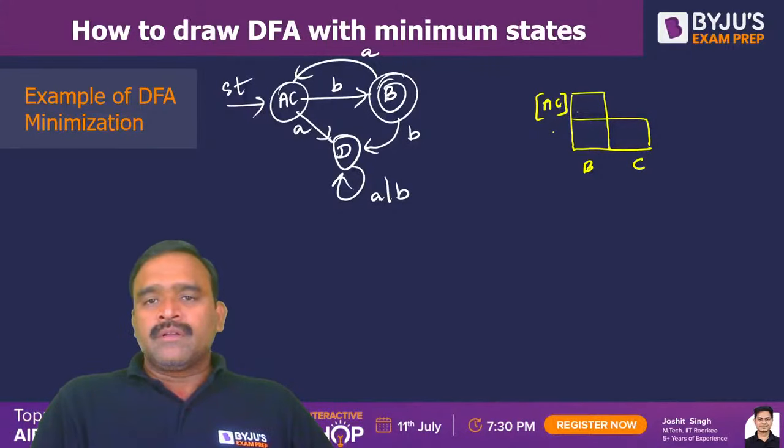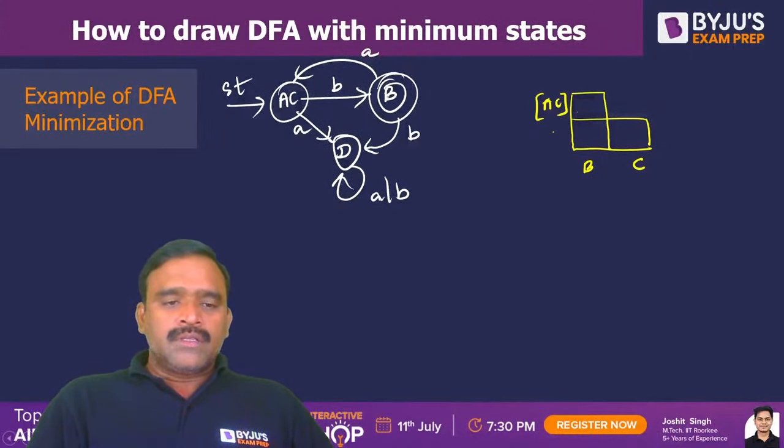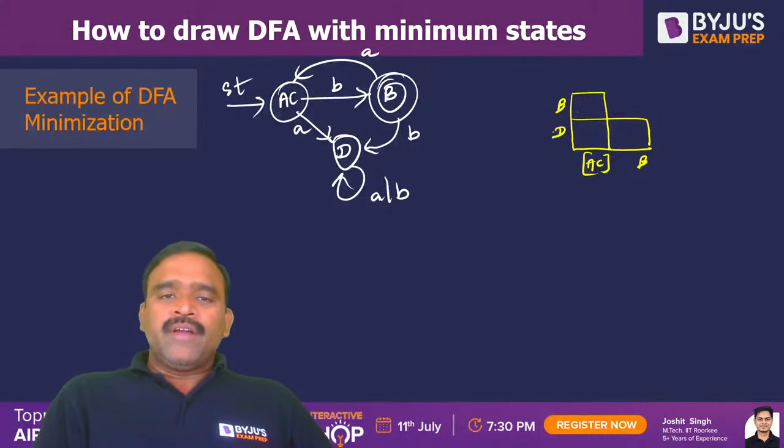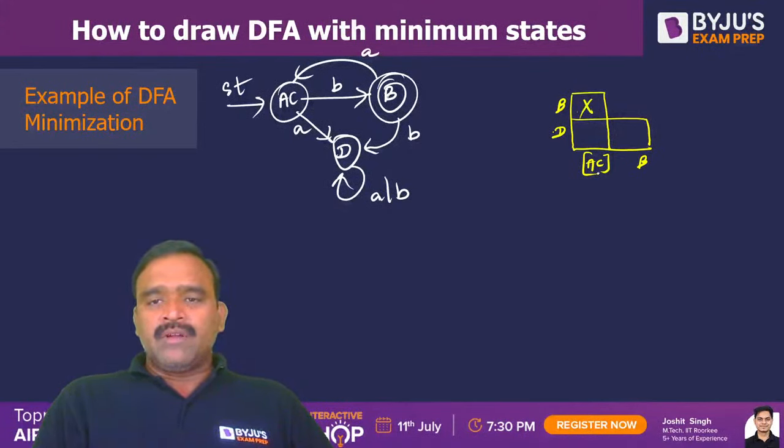Just a moment. It is not like this. Hope you are following, right? Now we can take this is AC and B. This is B and D. So B final, AC non-final. So AC and B is unmarked because they are not equivalent, because one final, one non-final. B final, D non-final. Now AC and D.